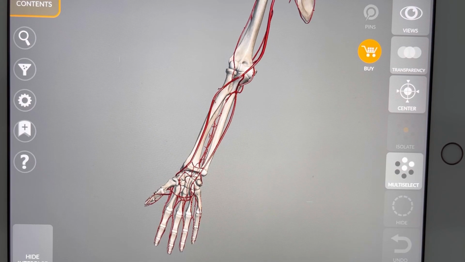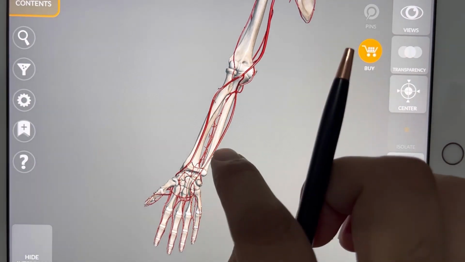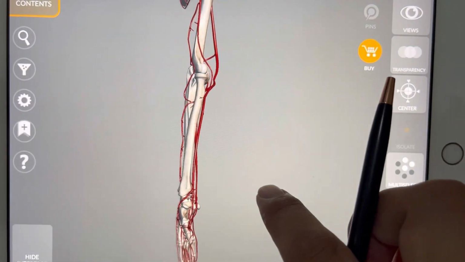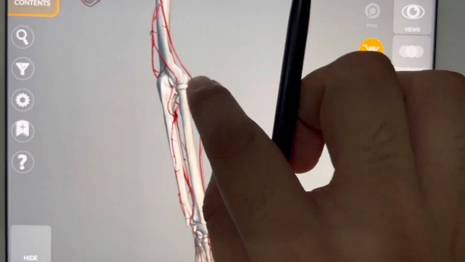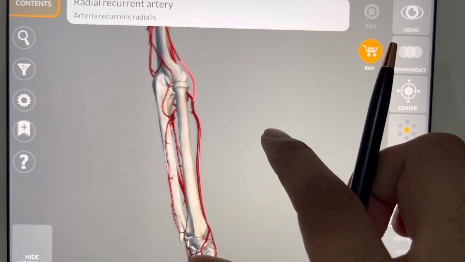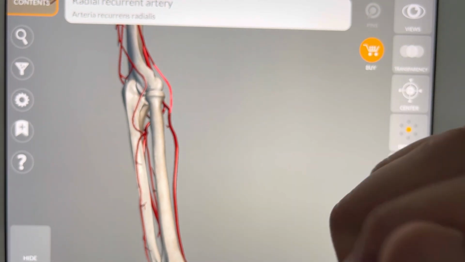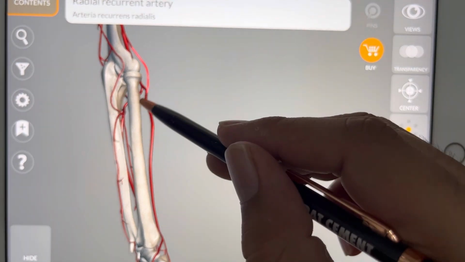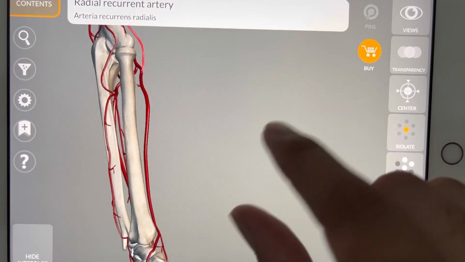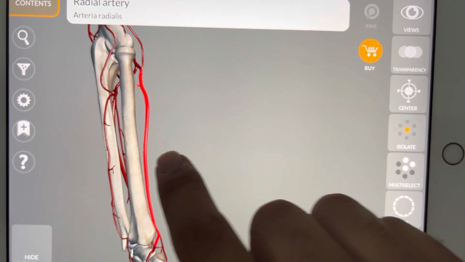Now moving toward the blood supply of the extensor carpi radialis brevis muscle. This muscle is supplied by the radial recurrent artery. Here this highlighted artery is the radial recurrent artery. This artery is a branch of the radial artery. Here you can see this is the radial artery.